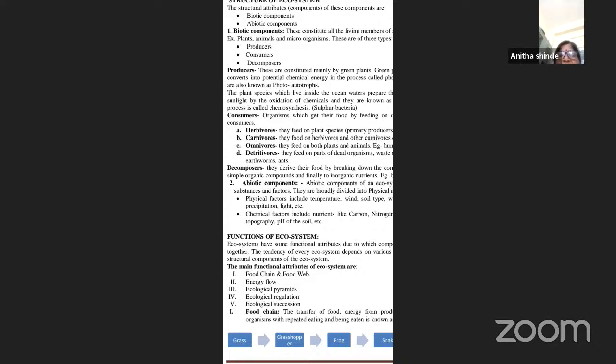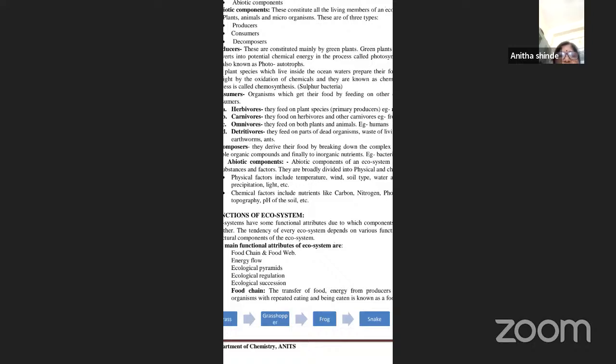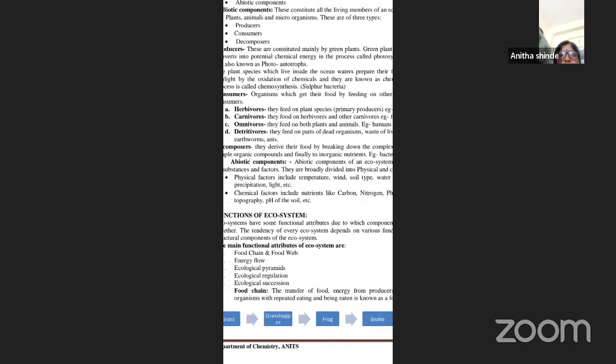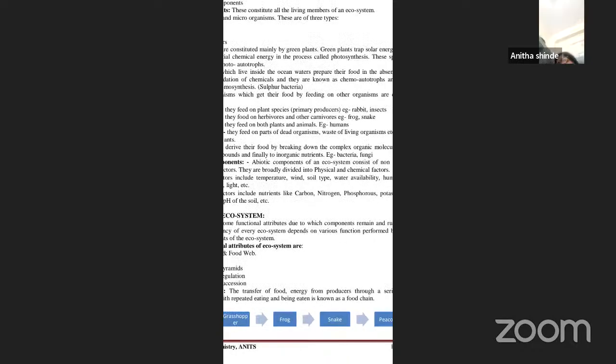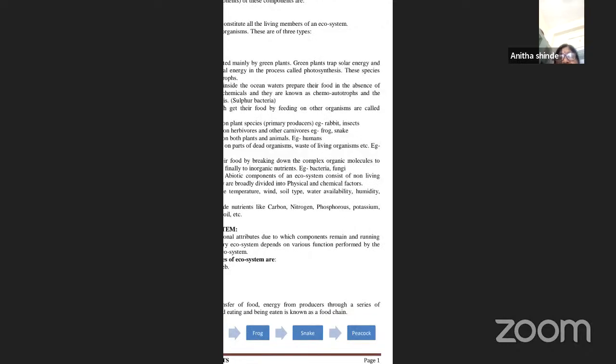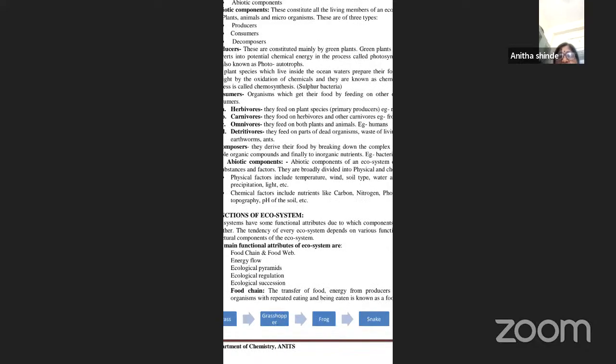Food chain is nothing but the transfer of food or energy from the producers through a series of organisms, with repeated eating and being eaten. Here, when you are taking in food, you are actually transferring what? Energy. So the transfer of food or energy from the producers through a series of organisms with repeated eating and being eaten is known as a food chain.